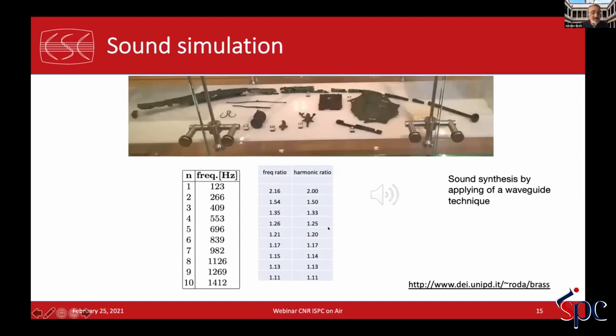Now it is time to listen to the sound of this unset instrument. I start this. You can listen now to these 10 sounds.